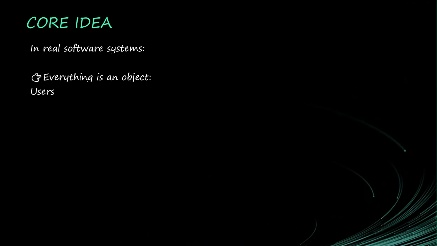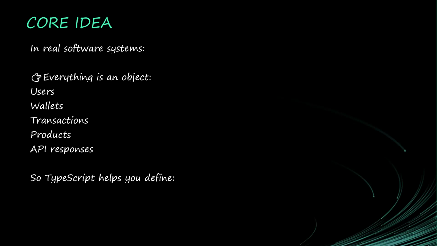Okay, so the core idea we are going to be discussing today is that, in real software systems, everything is an object. When we hear object-oriented programming concept, when we are designing the software, we are looking at everything to be objects. So users are objects, wallets. Let's assume now we are building a fintech app. Of course, there will be users of the application. So these users are objects, wallets, transactions, products, API responses. These are all objects. So TypeScript helps you define what shape your data should look like.